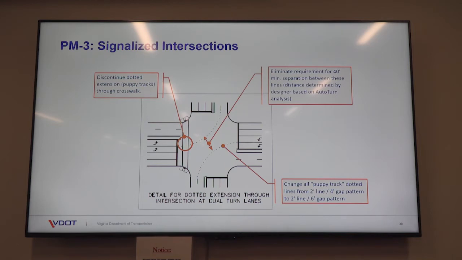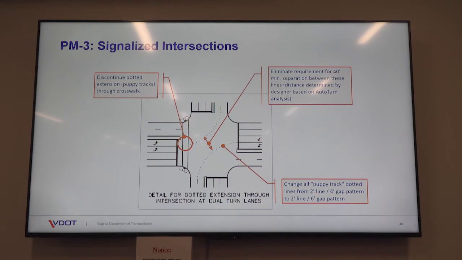Another key change is that the dotted line extension for dual and triple left turn lanes has been eliminated through the crosswalk. So you can see we don't need to continue those through the crosswalk. And then, as I mentioned before, we've gone from the 2.4 to the 2.6 so that we don't have a solid line over time.